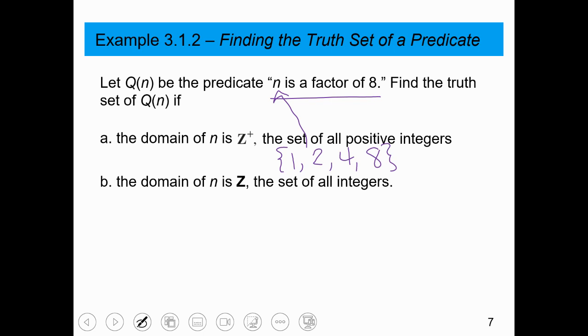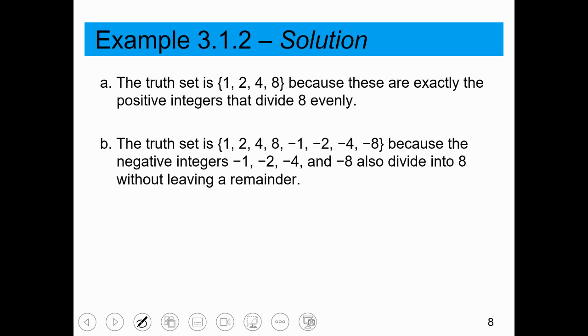Now, in part B, we're opening up the domain to be the set of all integers, not just the positive integers. And so we would include all of the negative values for n that would also be true. We know that negative 8 is a factor of 8. Negative 4 is a factor of 8, and so on. And so we can expand our truth set to include the negative factors of 8. And this page just says that a little nicer.